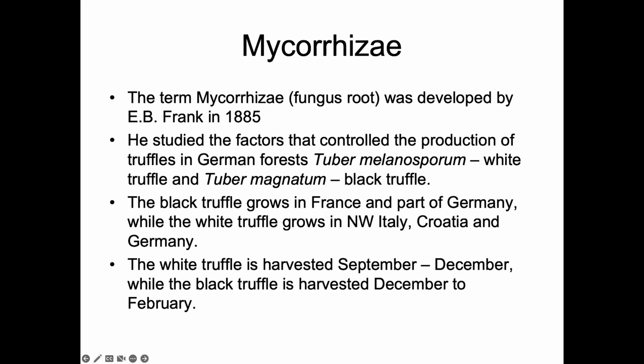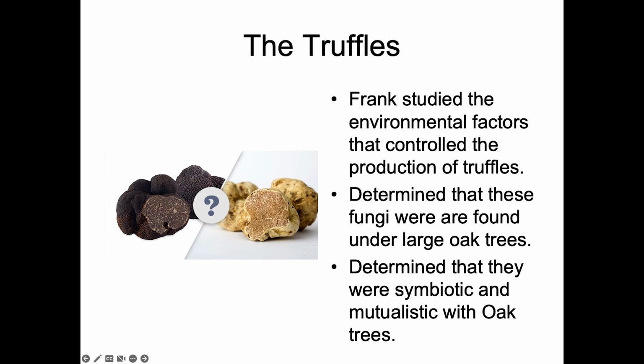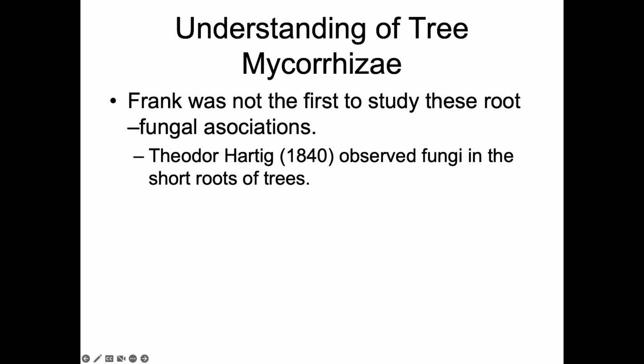So, everybody here is entrepreneurial in spirit. Who knows about the next commodity crop in West Texas? But again, these are the black truffles. These are the white truffles. But what Frank determined is that they're mycorrhizal with oaks. Now, he's not the only one. Another German earlier had observed these fungi on the short roots of trees, and I'll show you what all these structures look like.